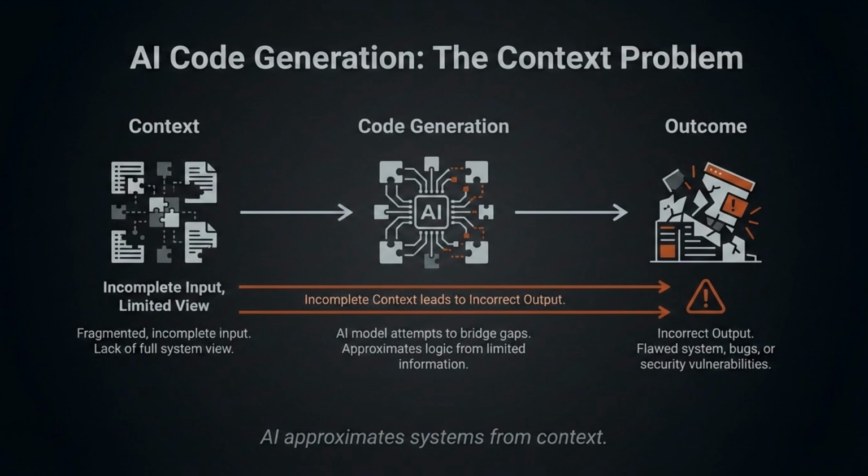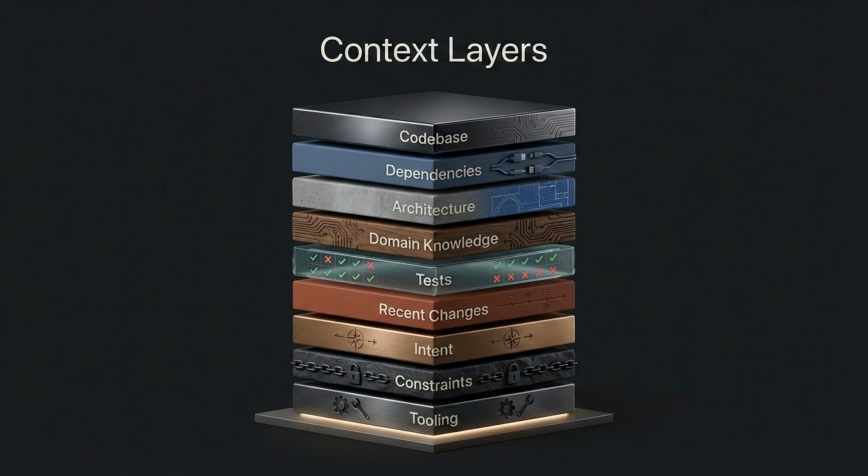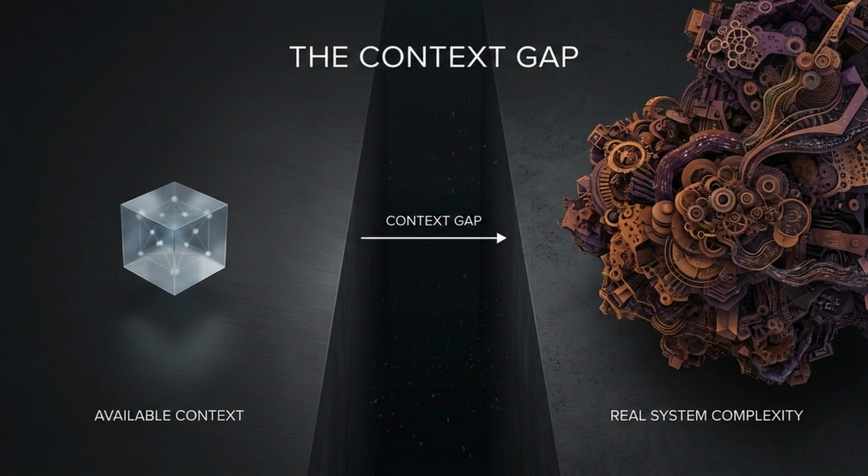When an LLM receives fragmented input, it attempts to bridge the gaps by approximating logic, which can result in bugs, flaws, or vulnerabilities. Context is multifaceted, encompassing many layers, including the codebase, dependencies, architecture, domain knowledge, tests, recent changes, intent, constraints, and tooling. The context gap illustrates the distance between the limited available context provided to the AI and the actual, immense complexity of the real system it is trying to understand.